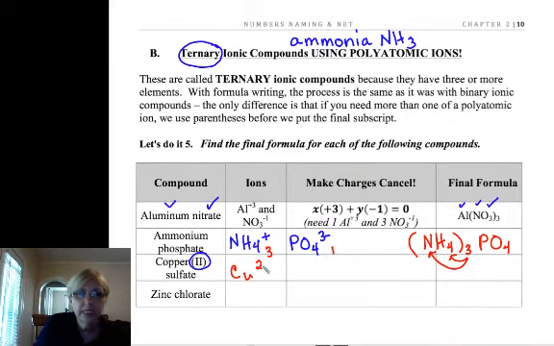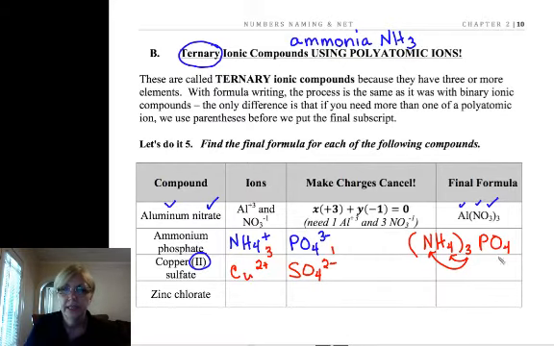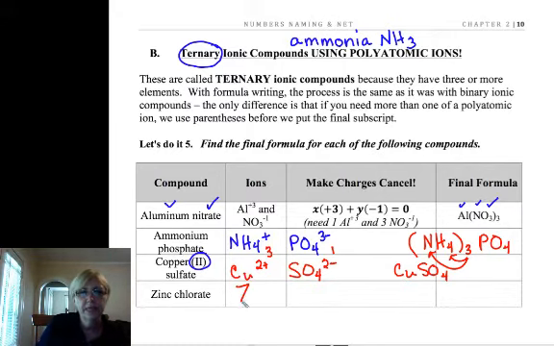That Roman numeral tells me I have copper plus 2. If you don't know your polyatomics, you're in really, really big trouble. Okay, if the charges are the same, there's no algebra. You don't have to worry about least common multiple. Just slap those puppies together. And we get CuSO4.